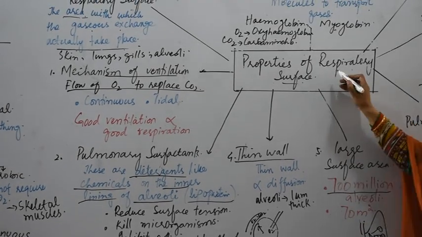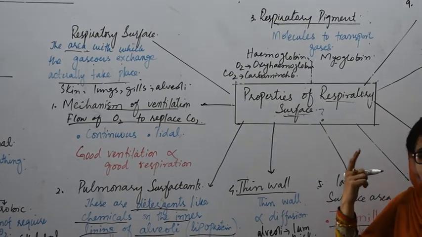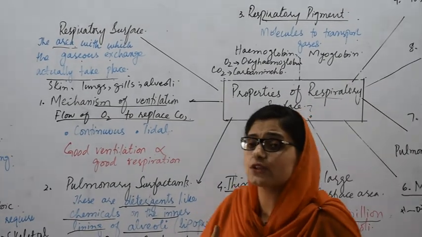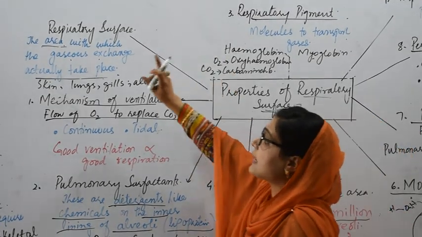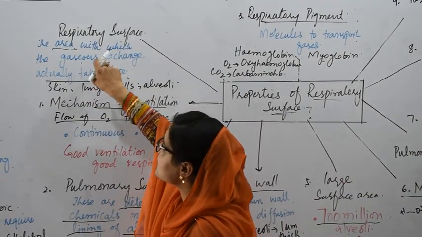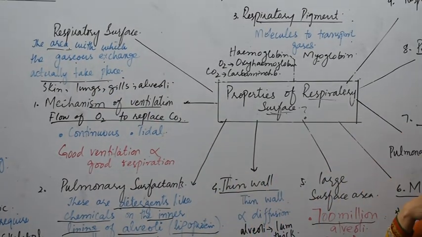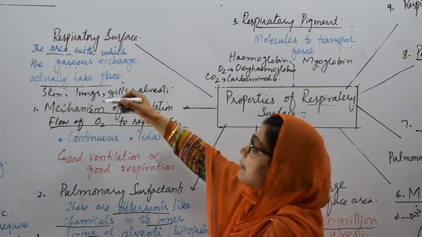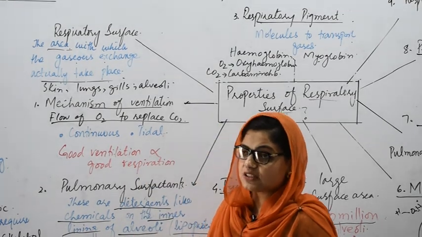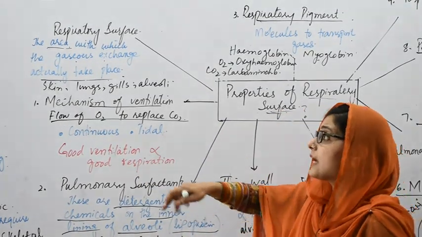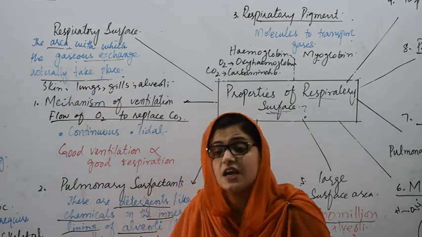Now first of all, what is the respiratory surface? Why is it important? And what are the properties which make it actually the respiratory surface? Okay? So the respiratory surface is the area with which the gaseous exchange actually takes place. The area with which the gaseous exchange takes place means that हमारी बॉडी में कोई ऐसा एरिया होगा जिसको हम प्रॉपरली रेस्पिरेटरी सरफेस बोलेंगे. और क्यों बोलेंगे? क्योंकि this is that area where the gaseous exchange is occurring.